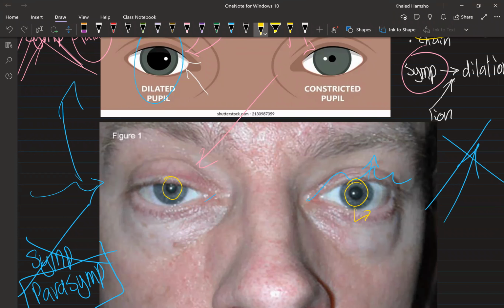Yeah, the one on the right here. This one's larger. Sorry, the one on the right over here. My bad.